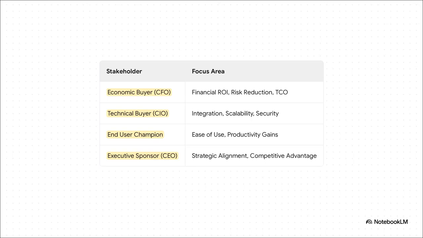And this is where AI becomes your secret weapon. Using a value proposition template, you can generate tailored talking points for everyone at the table. For the CFO, it's all about the financial ROI and total cost of ownership. For the CIO, you're talking integration, scalability, and security. The CEO, they want to hear about strategic alignment and competitive advantage. It ensures your message lands perfectly with what each person actually cares about.